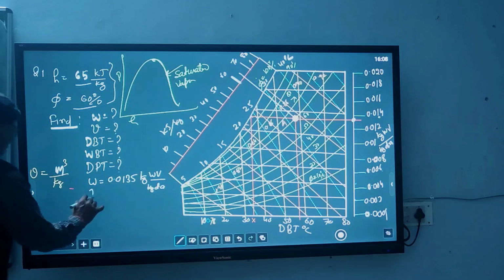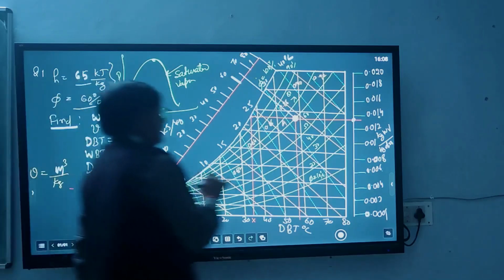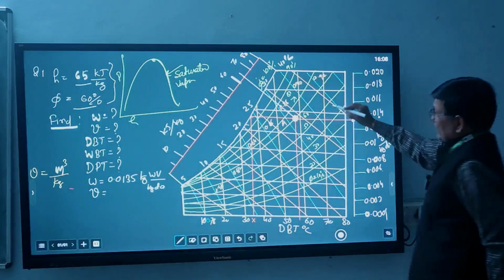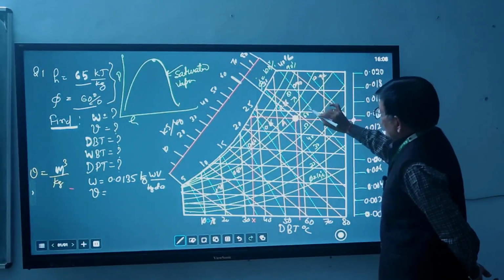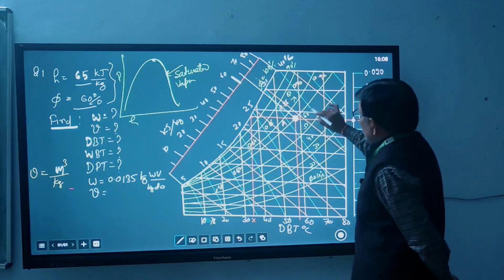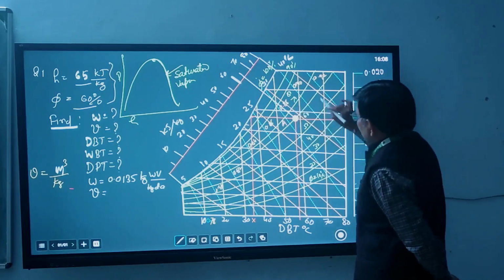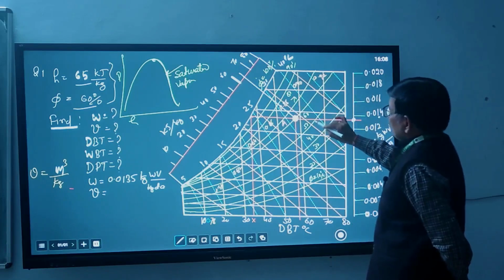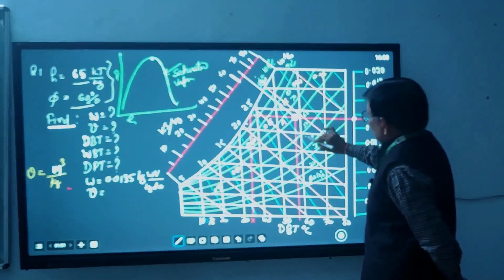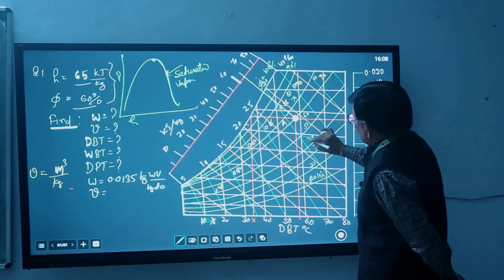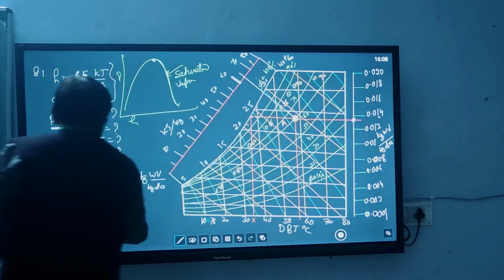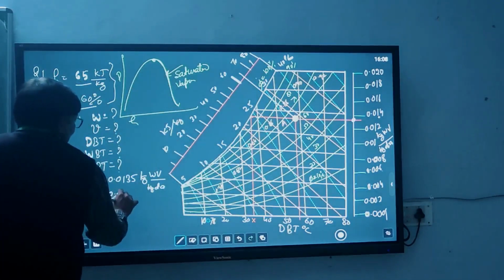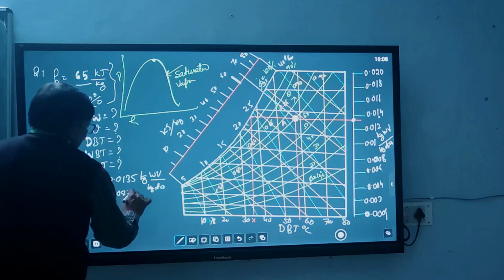And next one is the specific volume V. So see here where this point is lying between two specific volume lines. One line is 0.86, another one is 0.9. So between these two lines, it is more than 0.86 and less than 0.9. So this value will be around 0.0875 meter cube per kg.